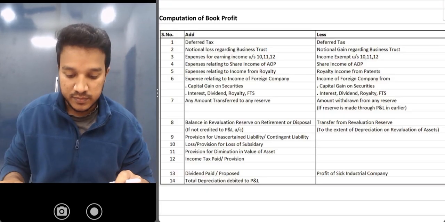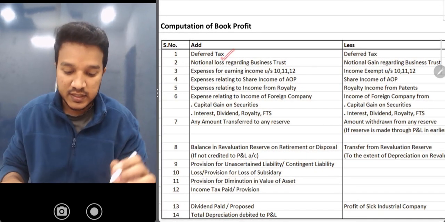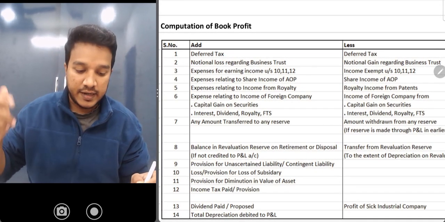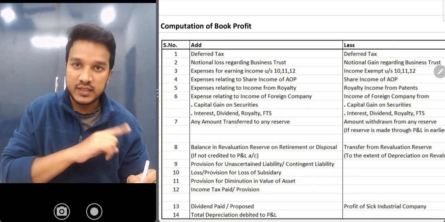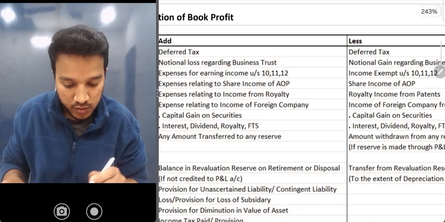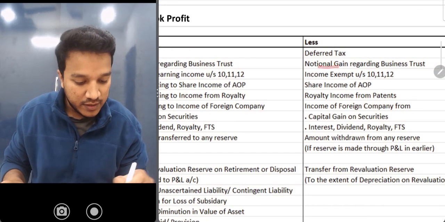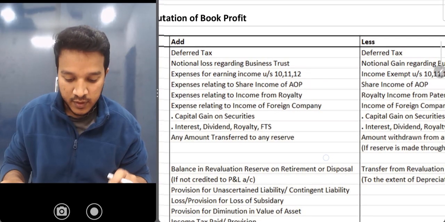So let's see what all things you're supposed to add first. In case there is any deferred tax on the P&L debit side, add it. Same deferred tax on the credit side, reduce. Notional loss regarding business trust, add it. Notional gain regarding business trust, reduce.